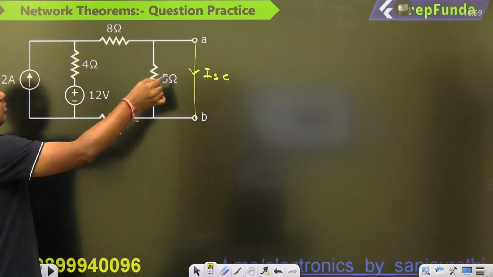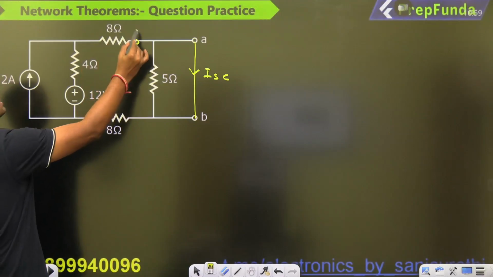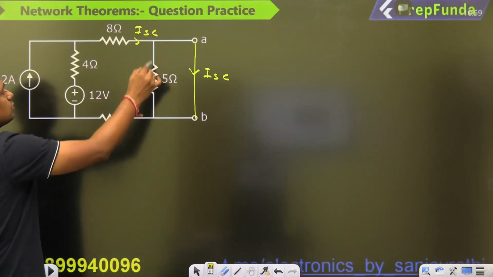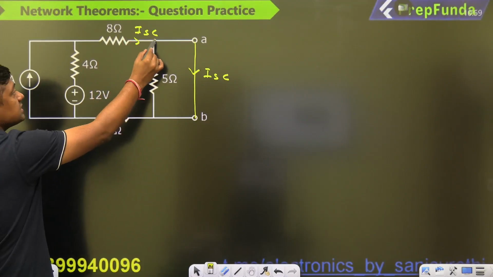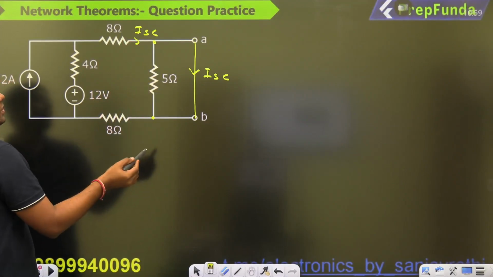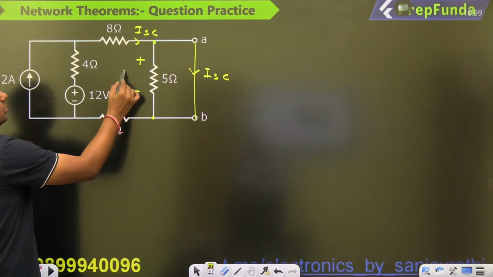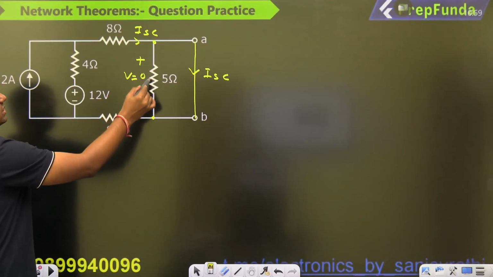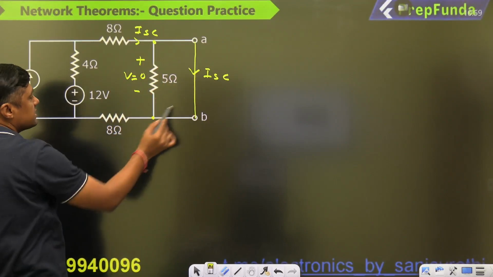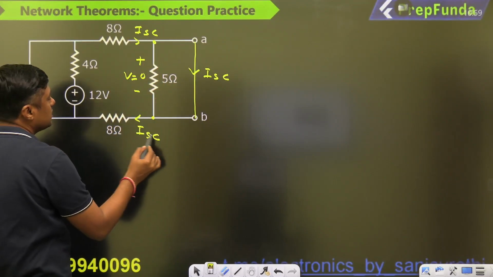Now this 5 ohm is short circuited, so the same ISC will pass through this, no current through the 5 ohm resistor. Why? Because the voltage across this 5 ohm is 0. That's why, what is the current through the 5 ohm resistor? 0. The same ISC will pass here.